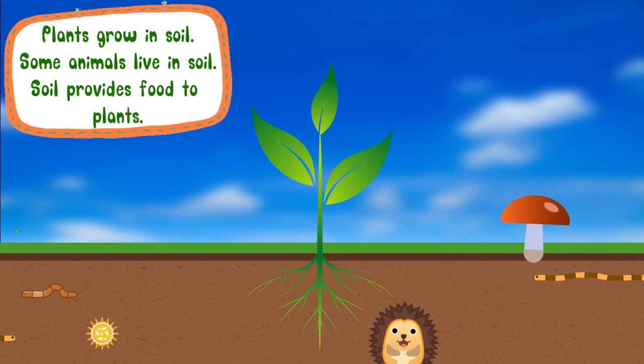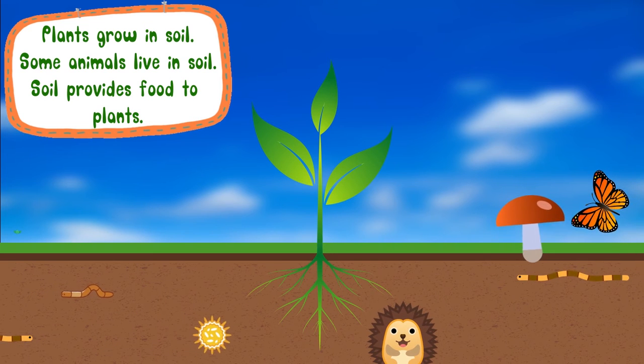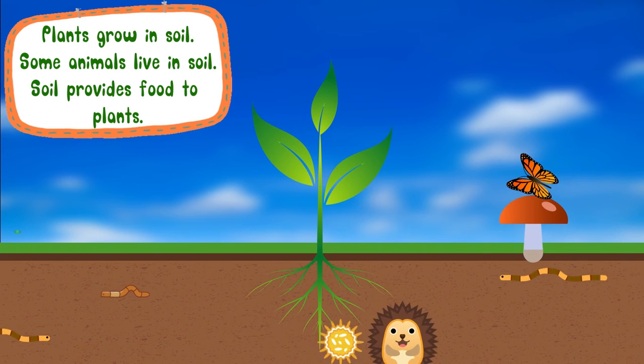Plants grow in soil. Some animals live in soil. Soil provides food to plants.